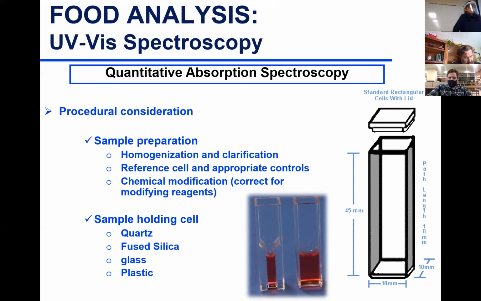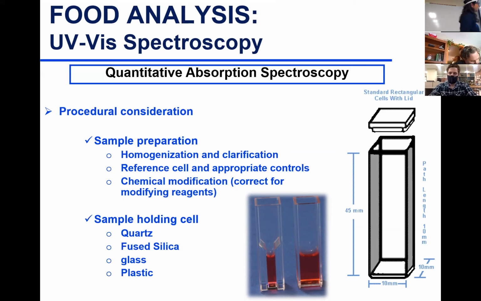Procedural considerations. So sample preparation. When you're measuring absorption, your sample needs to be homogeneous and it shouldn't be cloudy. Cloudiness causes scattering of light, and you get high absorption because you are overestimating what's in there, since less light gets transmitted. So you need to have a homogeneous and clear solution when you're measuring absorption or fluorescence. So we clarify, we make sure that our sample is homogeneous. Oftentimes we have to centrifuge prior to measuring absorption to remove any particulate that might interfere with our readings.